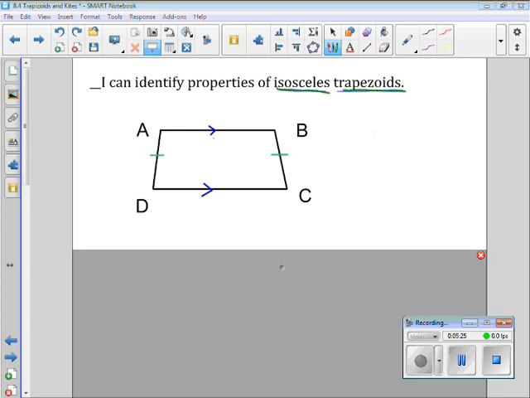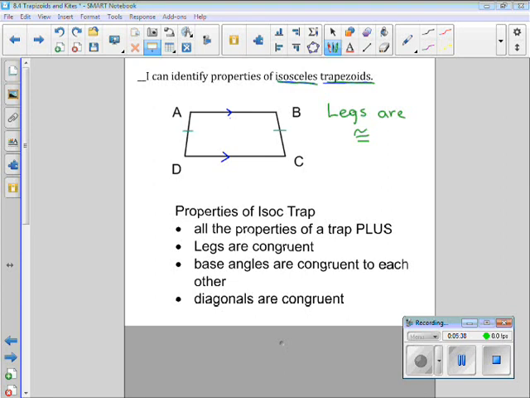This is called the isosceles trapezoid. Like an isosceles triangle, it has two congruent sides. So what we find out is that the legs are congruent. Now, an isosceles trapezoid has some other properties that we'll need to put into our notes and make sure that we understand. First of all, the properties of a regular trapezoid are true as well.